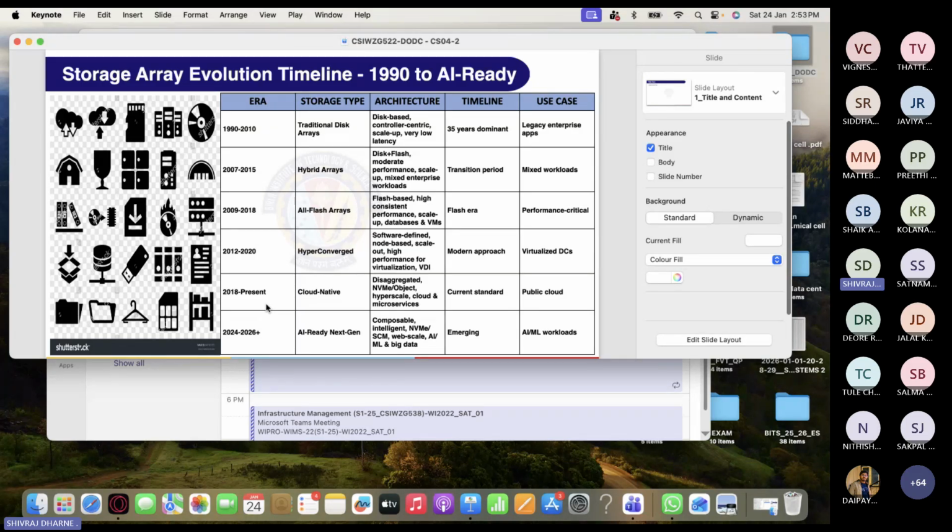Have you heard about MRAM, RRAM? Anybody? MRAM and RRAM? No? Have you heard at least? Or ReRAM? These are very latest. Okay, so big companies, right?